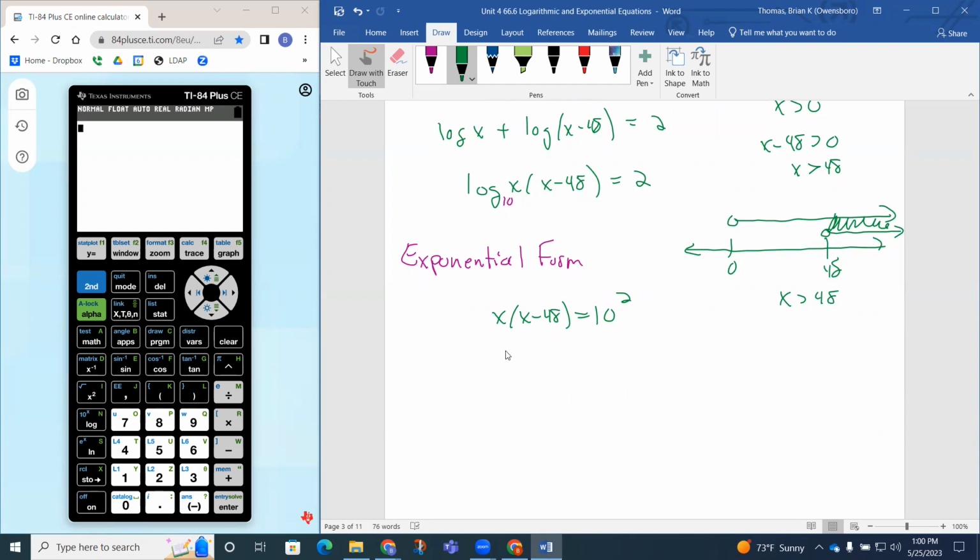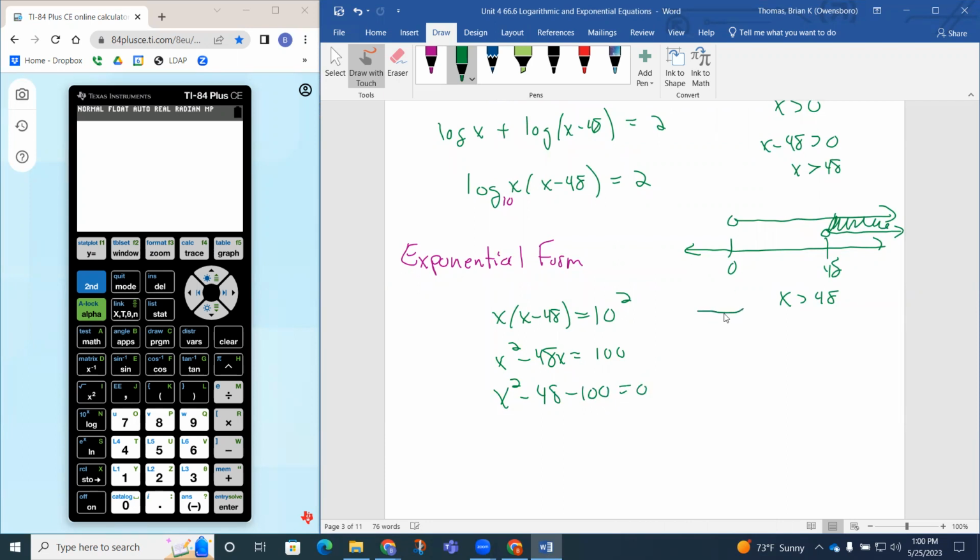So if we multiply this out, we're picking up on that this is going to be x squared minus 48x. This is a degree 2 equation, and that's going to equal 100. So we have to set this equal to 0. So that's going to be x squared minus, this should be 48x there. X times negative 48 is negative 48x. So x squared minus 48x, subtract the 100 over, is equal to 0.